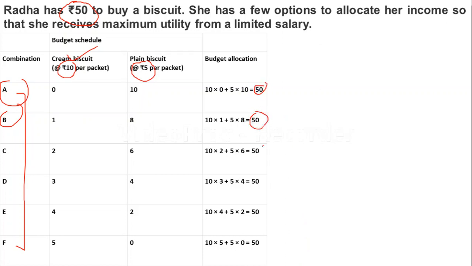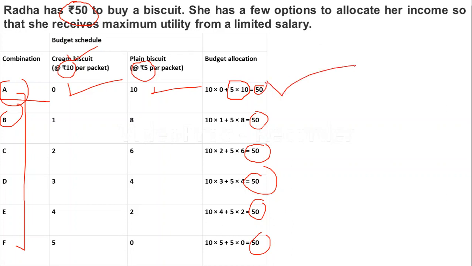So the income is given here, and here we are imagining that the consumer is going to spend his entire income. So in this case, if he buys combination A, here he is not going to buy cream biscuits, he will buy only plain biscuits. Then he will get 10 units of plain biscuits, and he will spend 50 rupees.